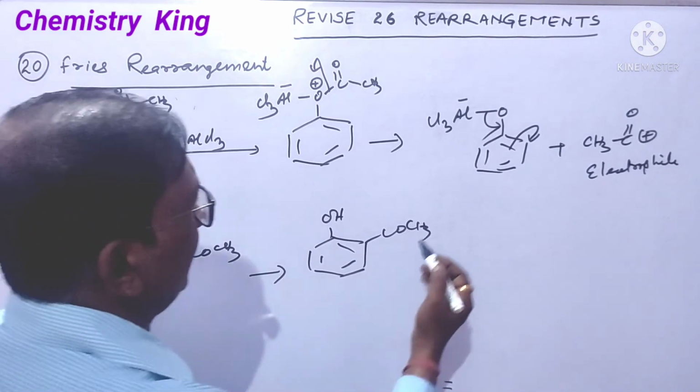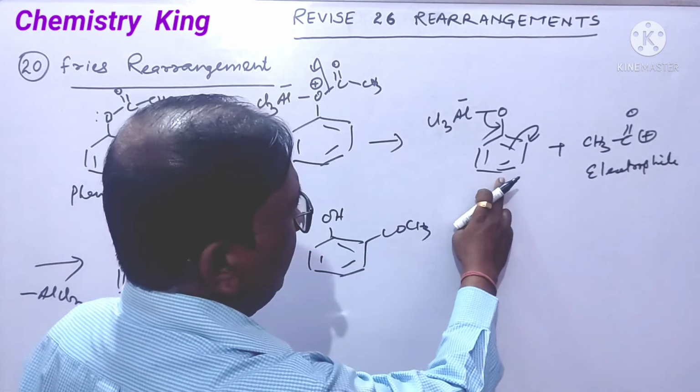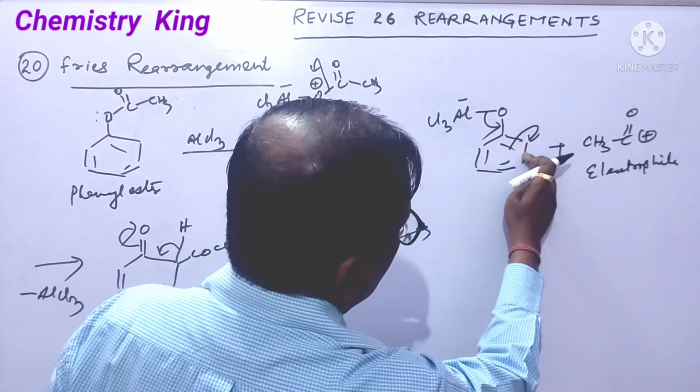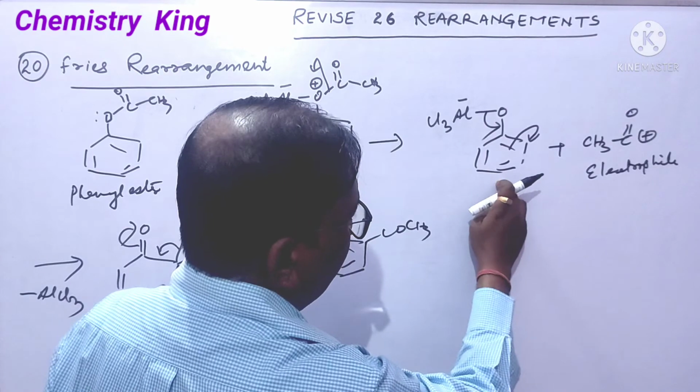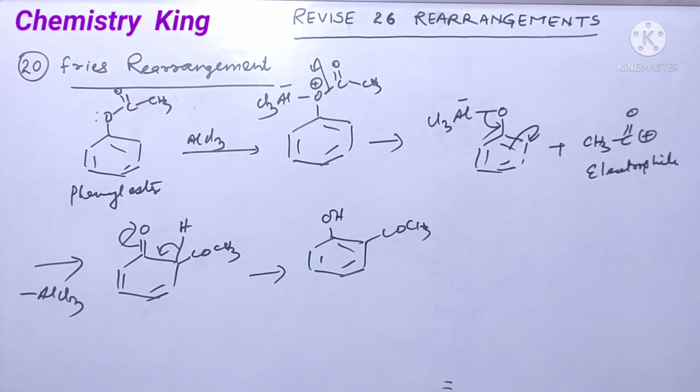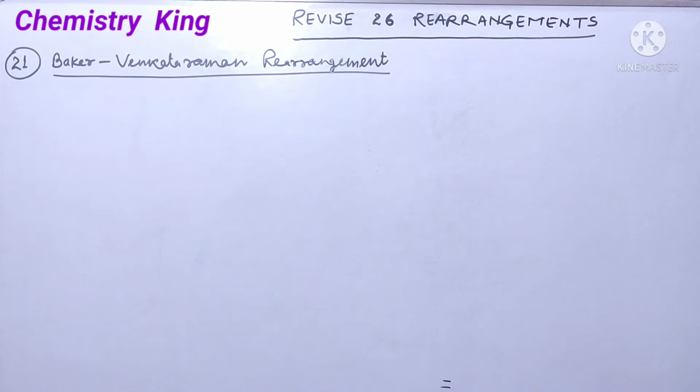And in a similar fashion, this acyl group may attack here. When it comes here, negative charge will be here, and so the acyl group will attack at the para position. In this fashion you are getting a mixture of ortho and para isomers.